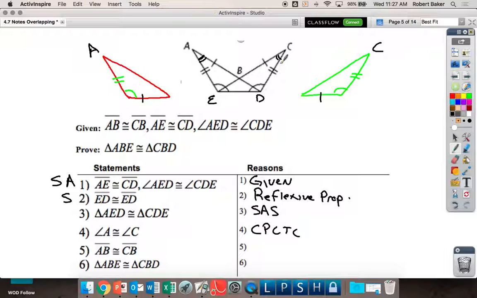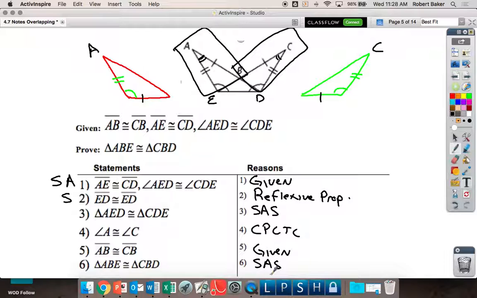It says AB and CB are also congruent. Given. That is a given statement. And then this is the SAS. Now can I prove that this triangle and this triangle are congruent? Yes, by SAS, the side angle side shortcut. So by proving one set of triangles are congruent, I'm able to justify another angle is congruent, which helps me prove another set of triangles are congruent. It's just forever fun.